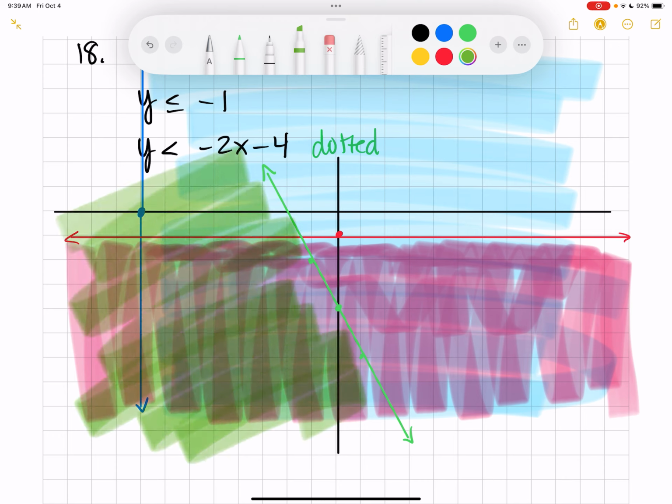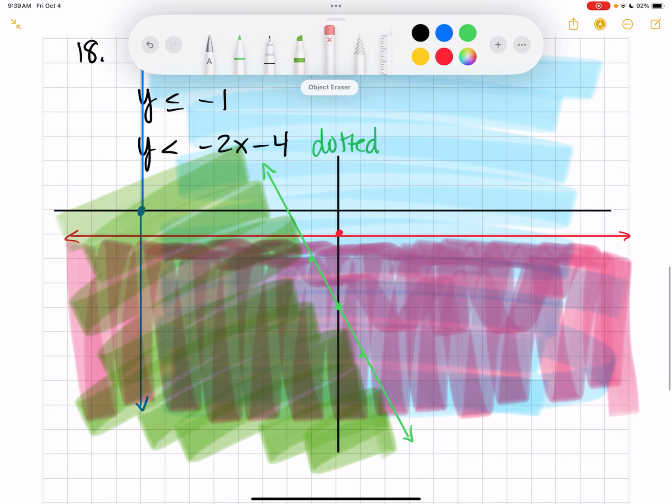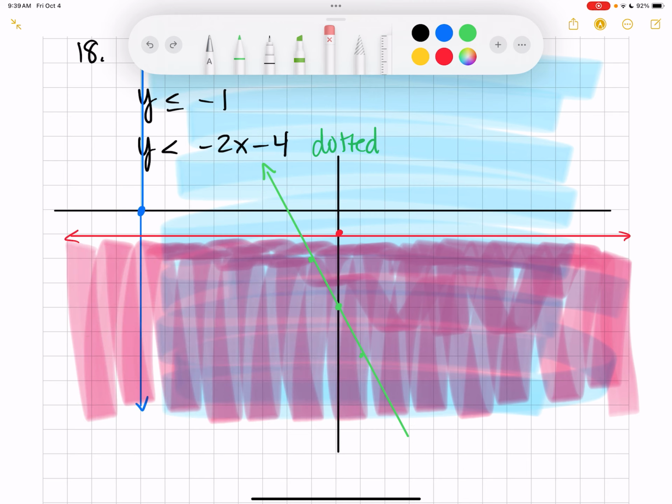Man, that was supposed to be dotted. She already said that it was dotted. Yeah, but I messed it up, just like epically. I drew it in purple pen. It's okay. I know what it was supposed to be.